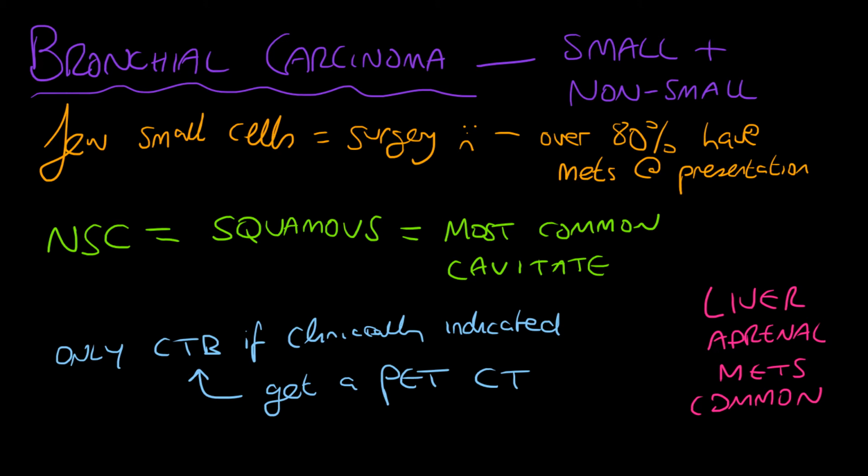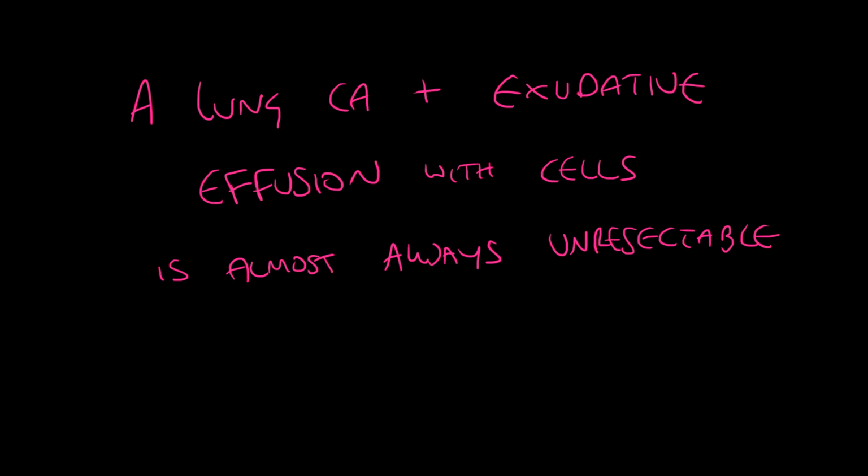You would only CT brain these patients if clinically indicated. We know that lung cancer metastasizes to the brain. You would get a PET CT in these patients. And you should remember that liver mets and adrenal mets are common in these patients, so you should have a high index of suspicion and consider scanning there. This is why you get a PET CT scan of the whole body. A sad fact about lung cancer is that it is the most common cause of cancer-related deaths in the UK.